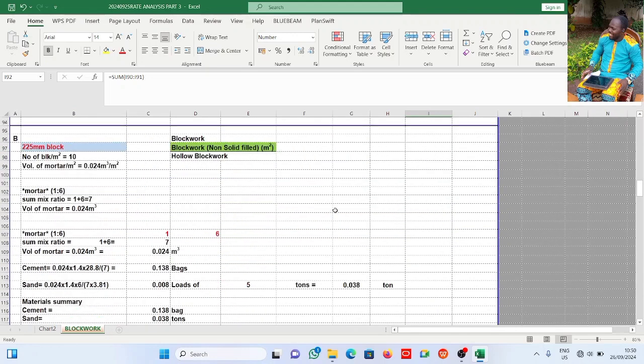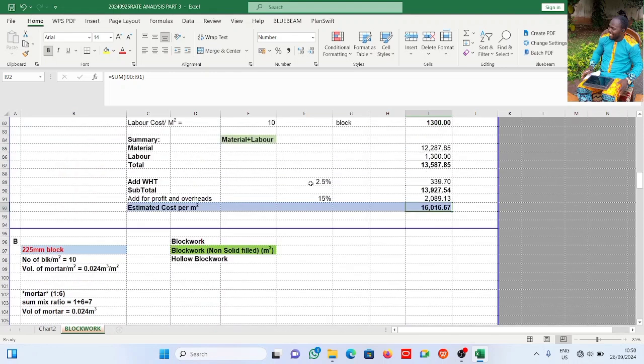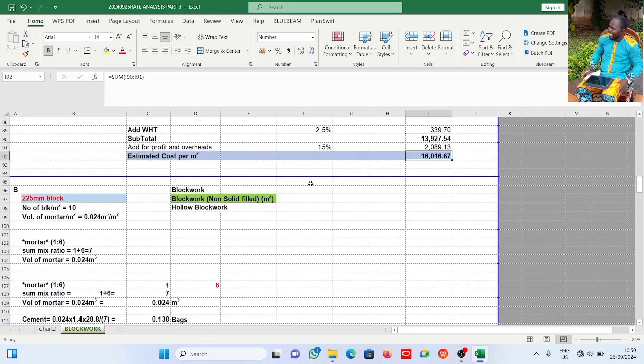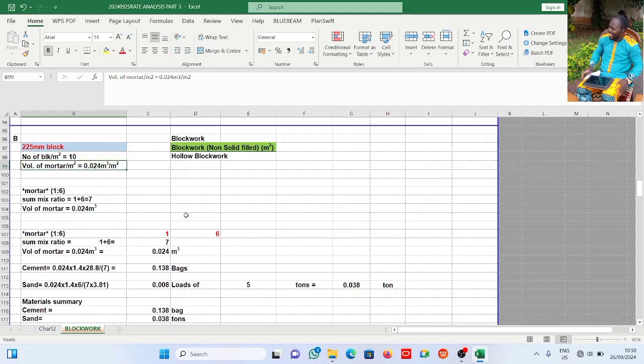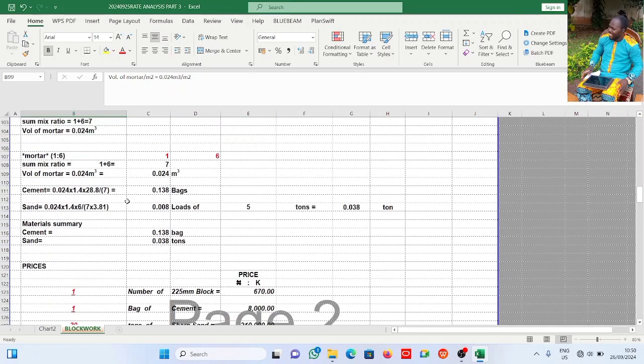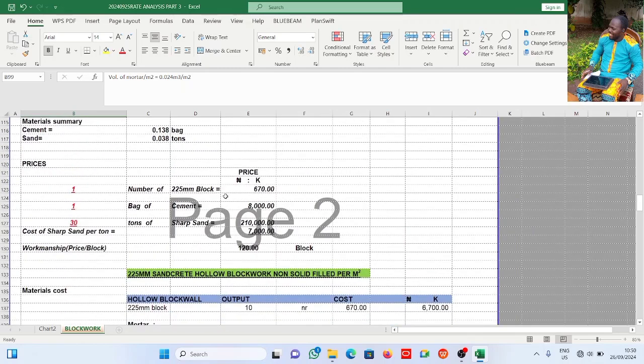What if the blocks are just hollow, they are not filled? Hollow blocks, it is still the same thing, the same process, just that this one will not have the weak concrete filling, but the same process, the same method, the same 0.024 cubic meter per square meter like we calculated before, the same 10 blocks in 1 square meter like we calculated before, the same way we calculated the cement, the same way we calculated the sand. All right, now the price is the same, it remains the same.